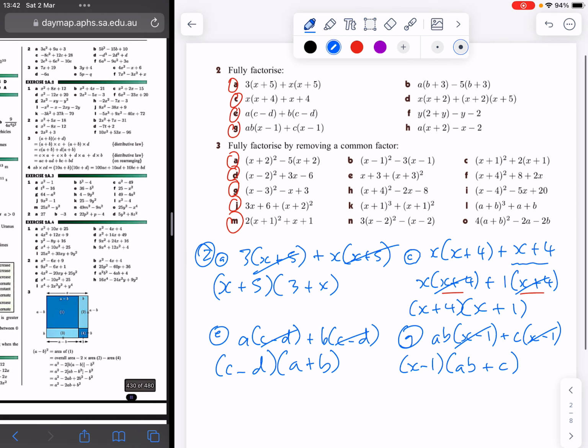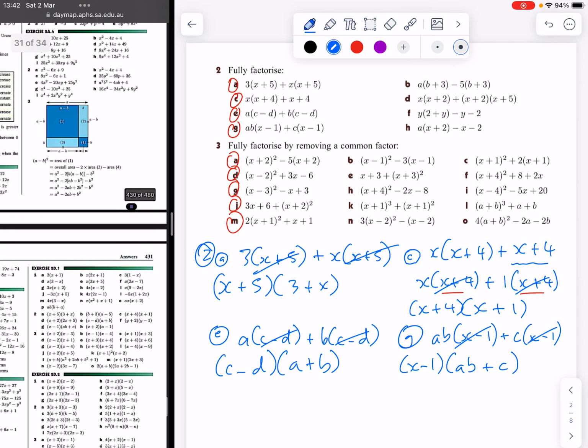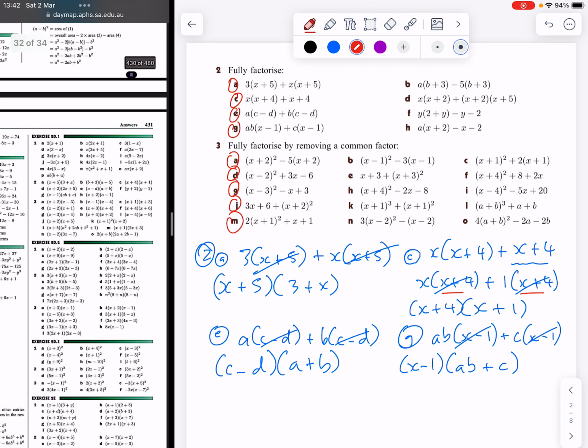Let's check. 2D.1, 2a, x plus 5, 3 plus x, c, x plus 4, x plus 1, E, C take D, A plus B, G, x take 1, A, B plus C.